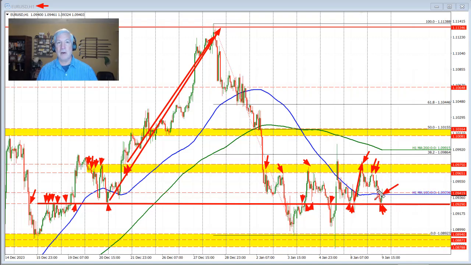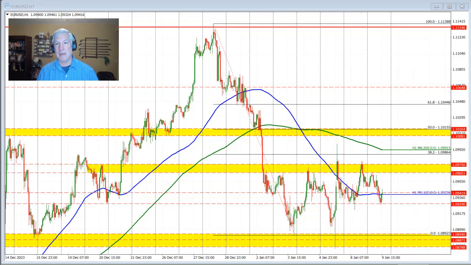So the levels are defined. The trading range for the week is still, tried the downside, tried the upside, failed on both, and now we're trading within this range here between the yellow and the red line right here. Let's take a look at the dollar versus yen next and see what that is telling us.